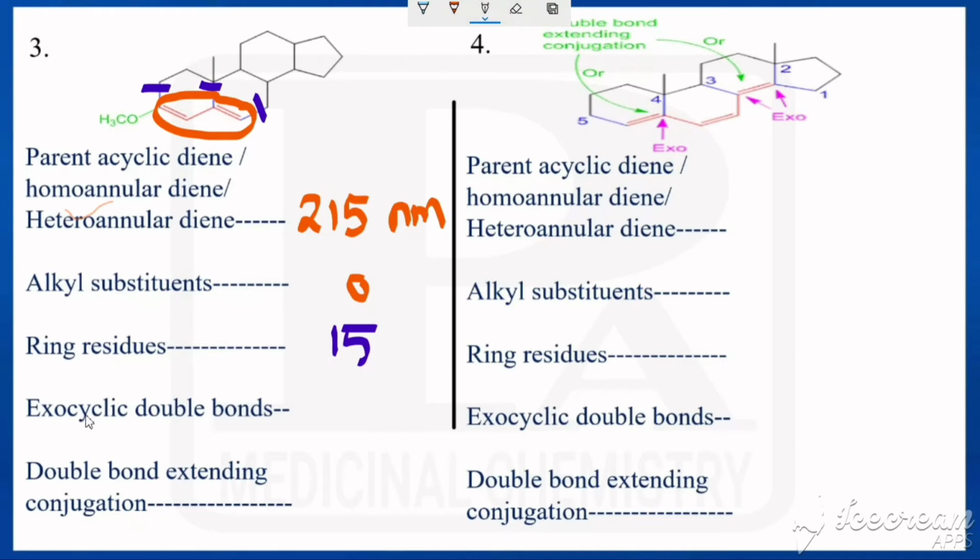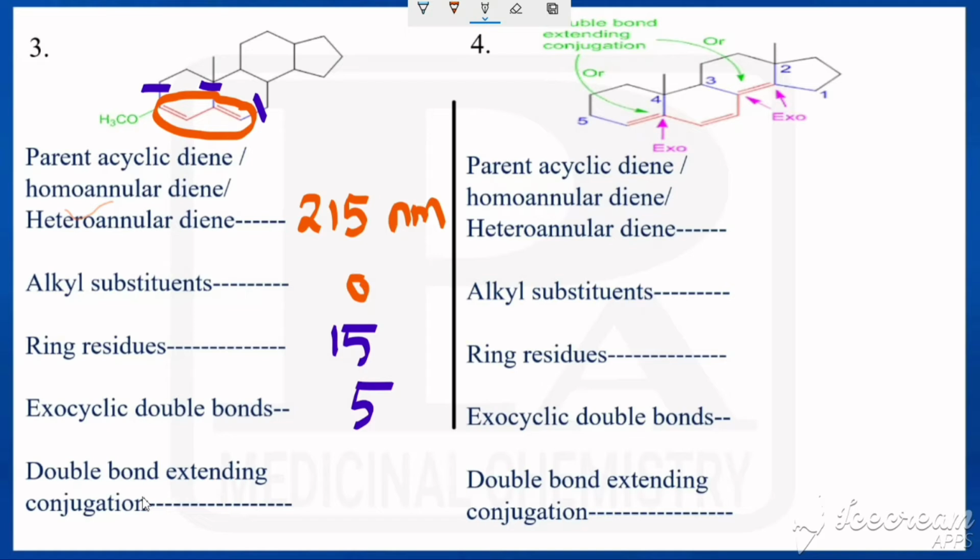Now we have to find the exocyclic double bond. For this ring, this would be exocyclic. For the other rings, no exocyclic double bonds are there. So only for this ring, this would be the exocyclic one. That is, one exocyclic double bond is present. For one, it is 5.